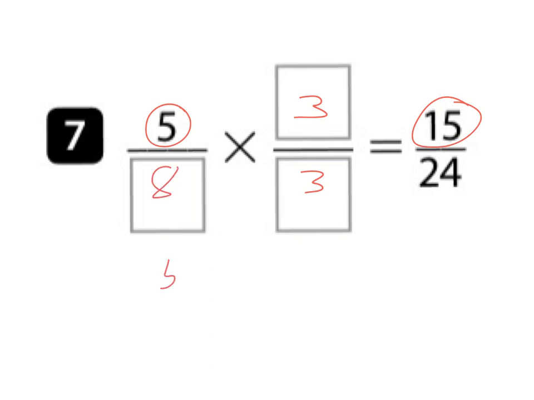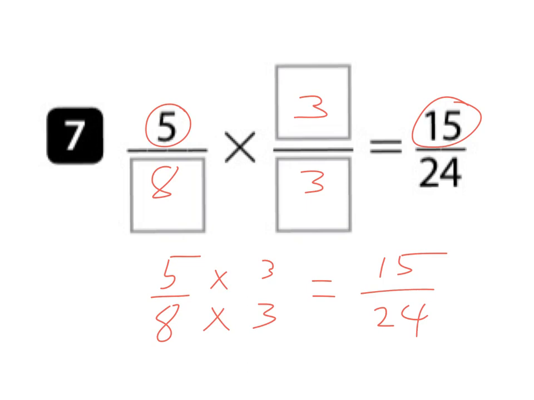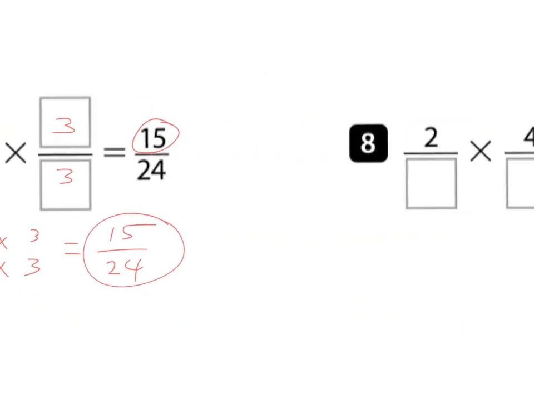And then let's check it using multiplication. We're going to multiply numerator and denominator by 3. 5 times 3 is 15. 8 times 3 is 24. So 15/24 is equivalent to 5/8.